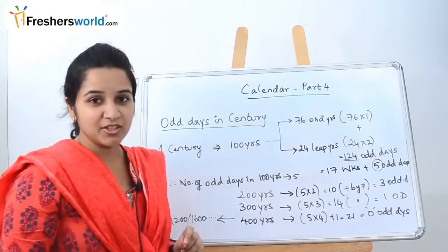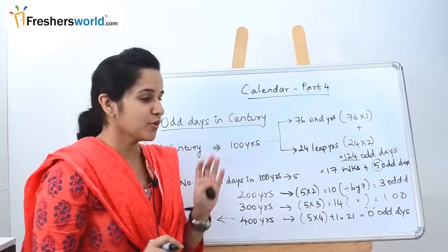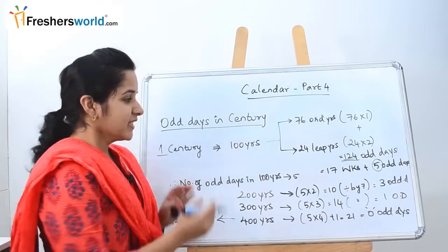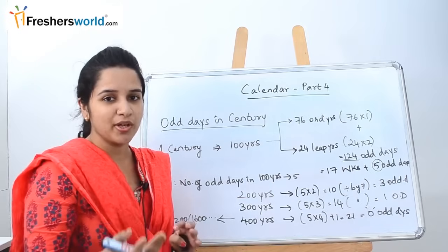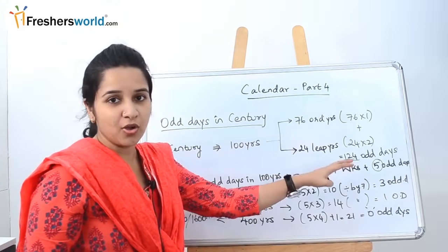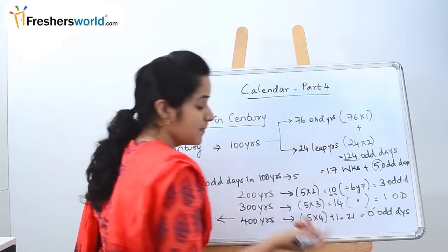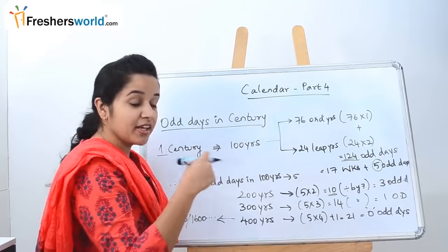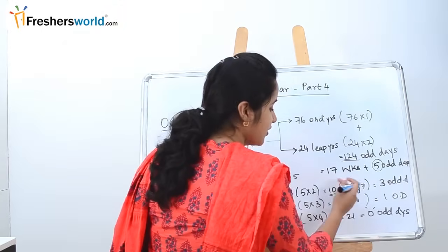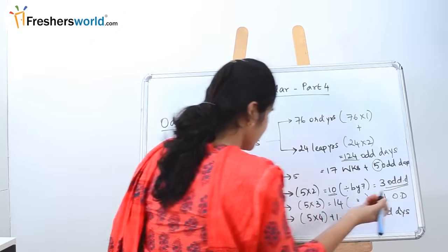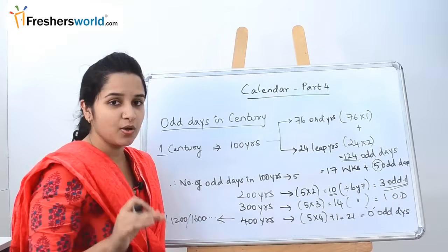So this 5 is nothing but your odd days. So in 1 century, nothing but in 100 years, you will have 5 odd days. Similarly, if you go for 200 years, instead of calculating all over again, what you can do is 5 odd days into 2, which is nothing but 10 odd days. Now we can again divide it by 7. If you divide it by 7, we know the remainder is 3. So it becomes 3 odd days. So in 200 years, we have 3 odd days.